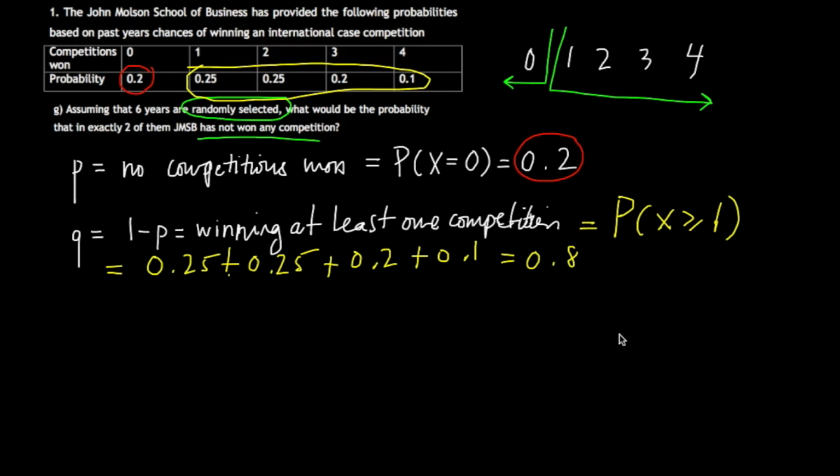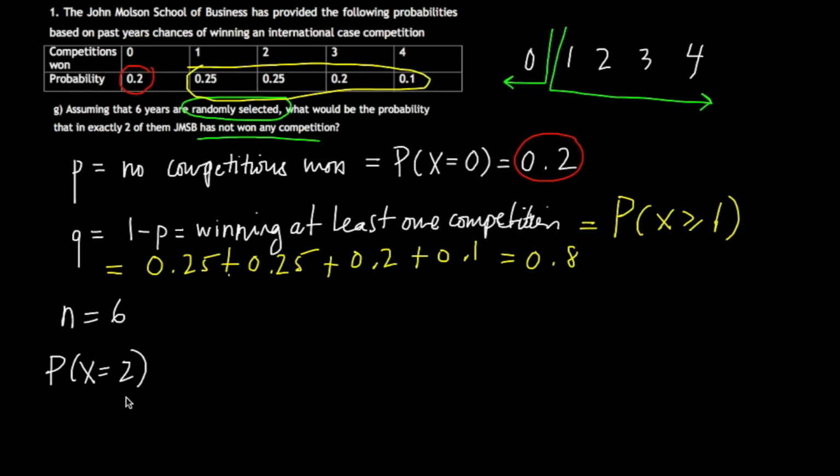And now, if we go back to the problem, they want to know what is the probability that out of 6 randomly selected years, exactly 2 have no competitions won. Okay?